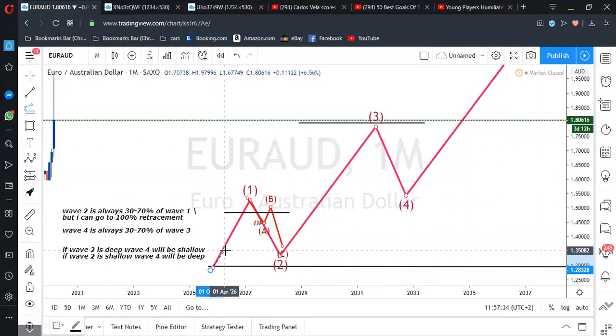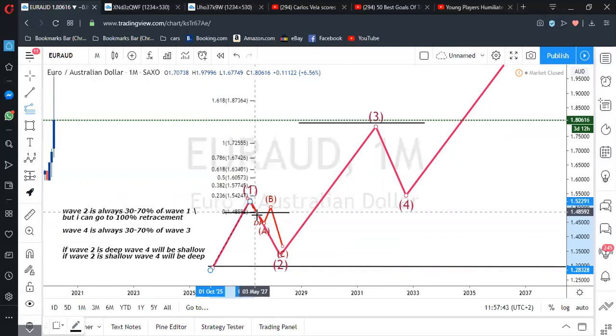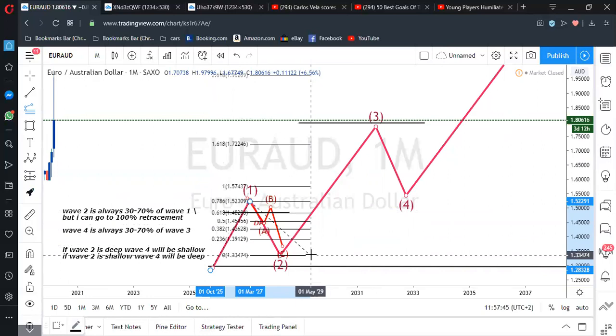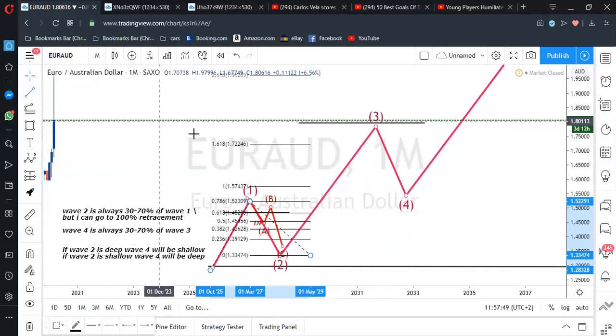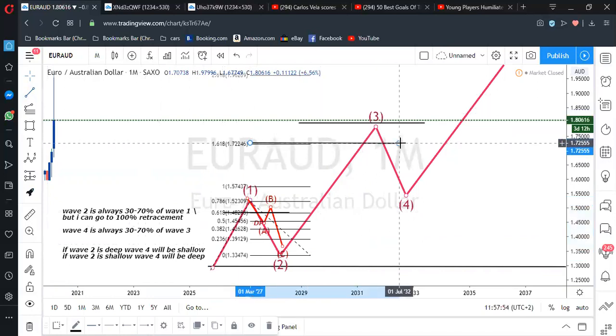You start using that one when you have a wave one and a wave two. That's when you only use that one. So you put it at the top of wave one and then bring it down to the bottom point of wave two. It will give us wave three. Three in this case is always here at the 161.8%.